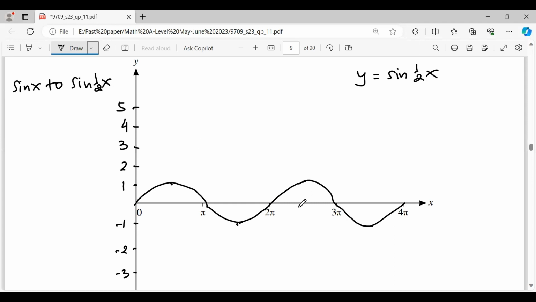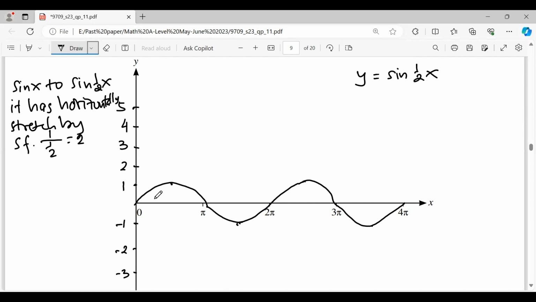From sine x to sine half x, based on transformations, this graph is horizontally stretched by scale factor 1 over half, which equals 2. The scale factor equals 2. So the maximum point is still the same and the minimum point is still the same, but the intercepts with the x-axis move from pi to 2 pi and 4 pi.